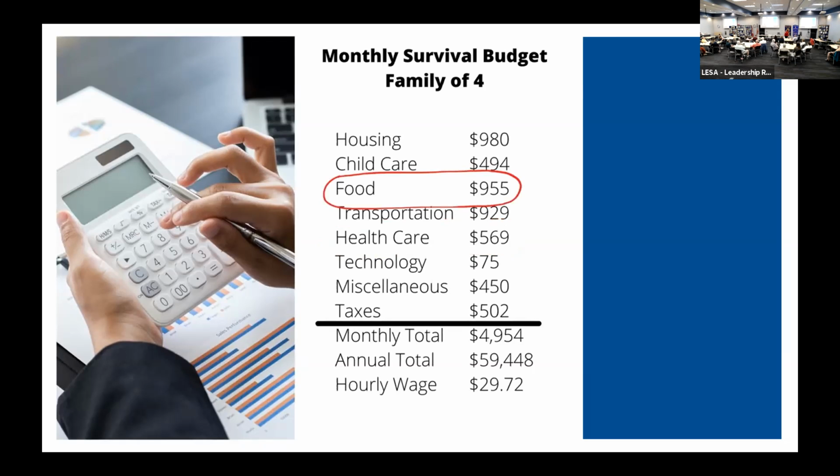Food access. So this family can pay $955 a month for food. And I don't know about you guys, but when I looked at that, I thought, that's a lot of money for a month for food. But then I benchmarked what I spend a month for food.